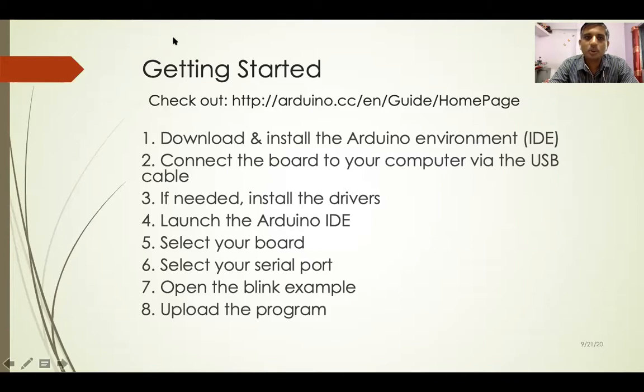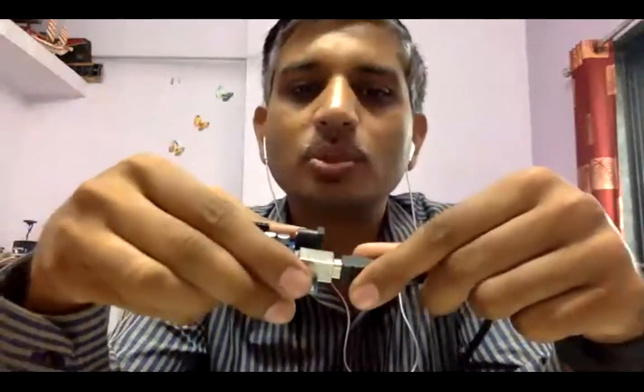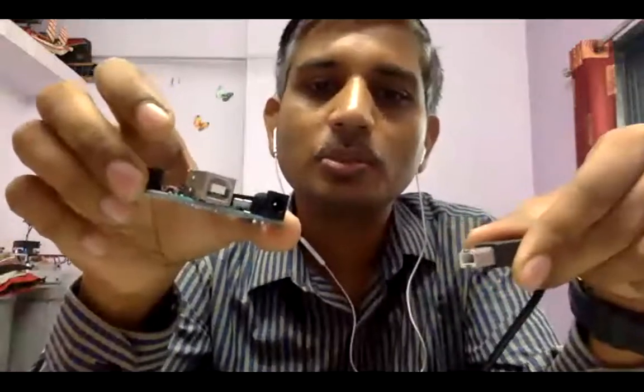Okay, so I have already connected it here. You can see here, this is my USB cable. One end of the USB cable goes to the USB port of my computer, and the second end, that is your D type connector, is going to my Arduino.